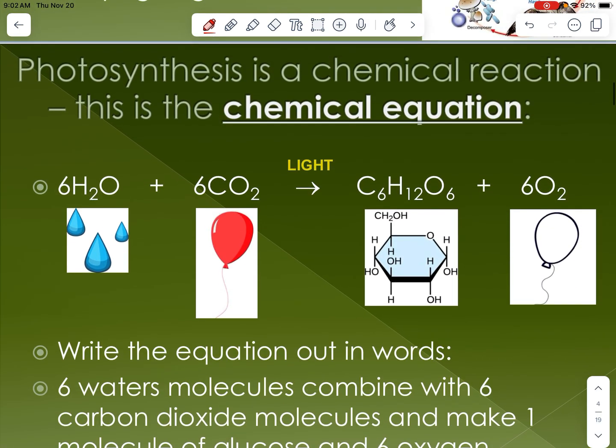Now here's the big thing. This is going to be on your quiz. Know this. This is on the quiz several different ways. Remember we have something called a reactant and a product. The reactants are water and CO2, in the form of a gas. That's why we have the balloon there. And then we have the glucose molecule, and the gas oxygen.